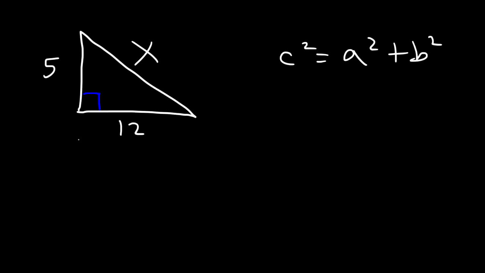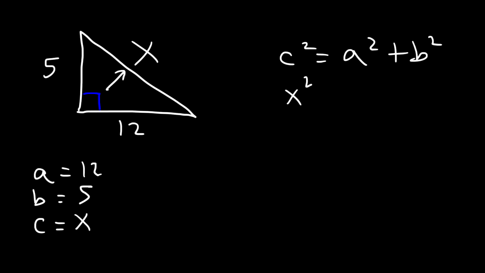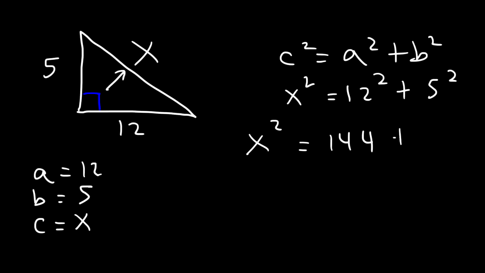So A can be 5 or 12, it doesn't matter. So let's say we choose A to be 12 and B is 5. The hypotenuse C is across the box, which is x. So we have x squared is equal to 12 squared plus 5 squared. Now 12 times 12 is 144, and 5 squared is 25. 144 plus 25 is 169.